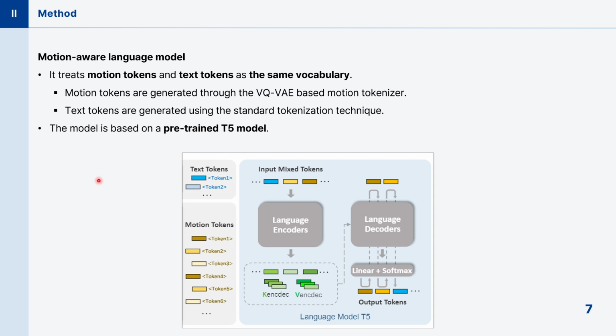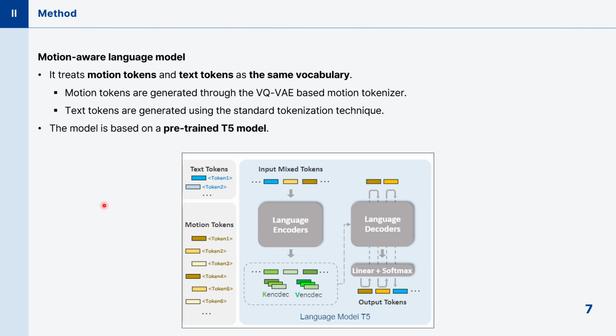Next, we have the motion-aware language model, and this model is designed to process both motion tokens and text tokens in a unified manner. The key to the motion-aware language model is that it treats motion tokens and text tokens equally, integrating them into the same vocabulary. In here, motion tokens are generated through the VQVAE motion tokenizer, as I mentioned in previous slides, and text tokens are processed using the standard tokenization technique, such as word piece or sentence piece.